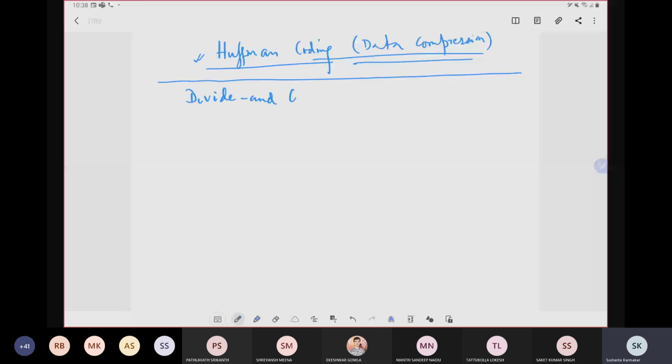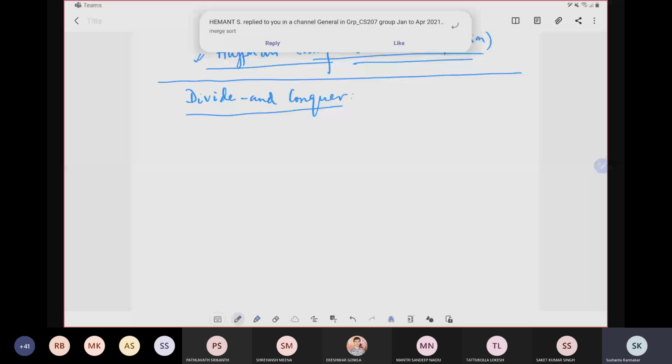Divide and conquer technique. I will just ask you one thing: have you learned any divide and conquer technique for solving a particular problem, like you did in CS 203? I see that merge sort, etc. has been done. That's good. So you know roughly how divide and conquer works.